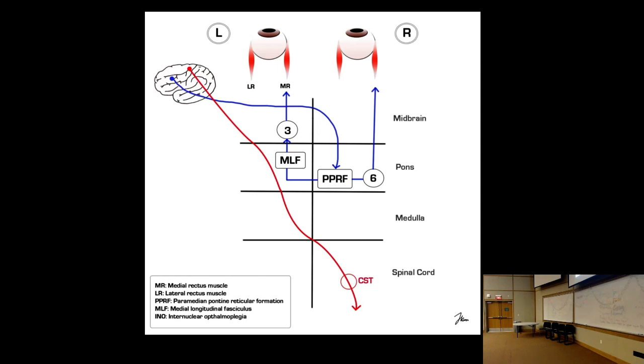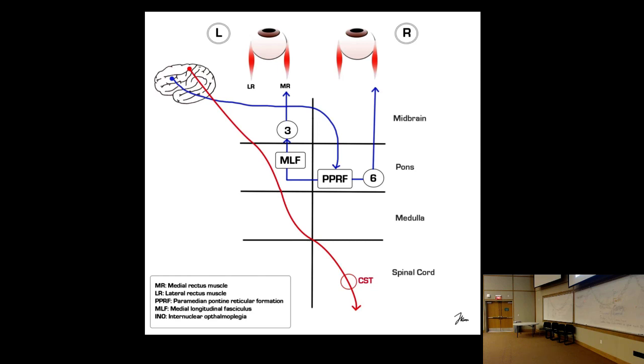That's the pathway I pointed out briefly in the sagittal section, traveling up through the pons yesterday in lab. So the MLF you want to associate with how the PPRF is able to innervate the opposite third nerve nucleus that supplies the medial rectus. And so this is how the left brain is able to coordinate and move both eyes to the right.